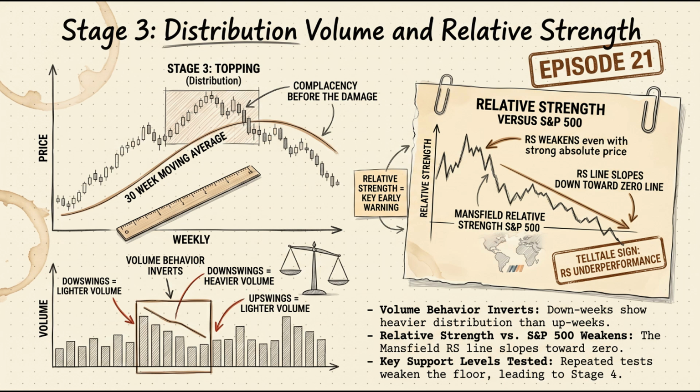The Mansfield Relative Strength line slopes downward toward the zero line. Key support levels get tested repeatedly, and each test weakens the floor. Stage 3 can last for months, luring investors into a false sense of complacency before the real damage begins.